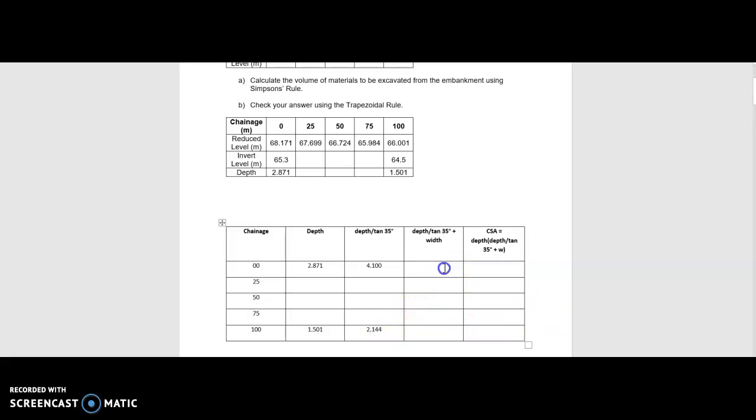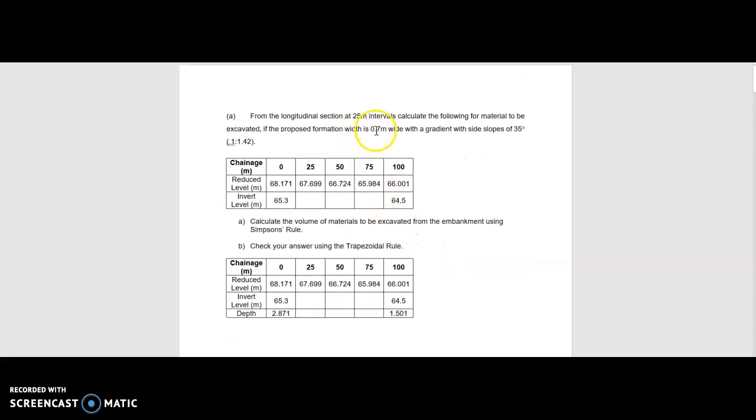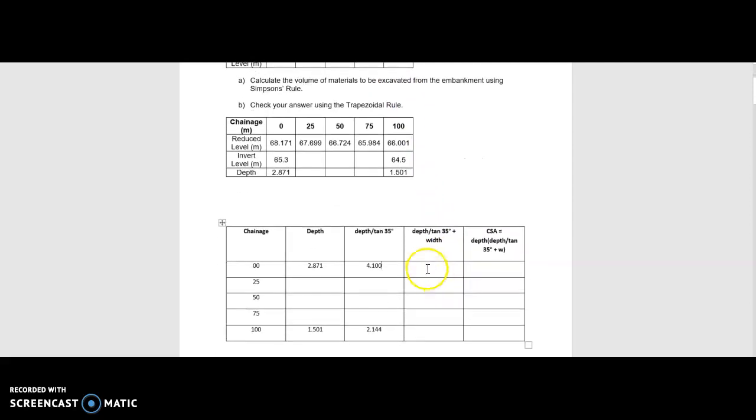What we need to do here then is we have got our depth divided by tan 35. You've got this answer, and you're going to add the width of the trench as well. Now it states up here the trench width is 0.7 meters. So it'll be 4.1 plus 0.7, and that will give you 4.8. And again, I'll do that at the bottom here: 2.14 plus 0.7 is 2.844.